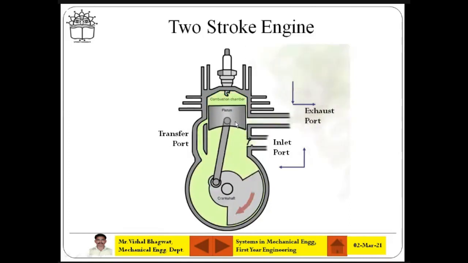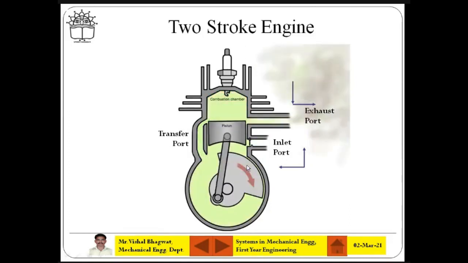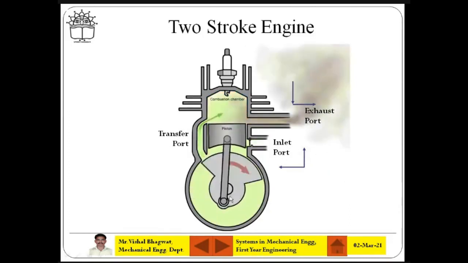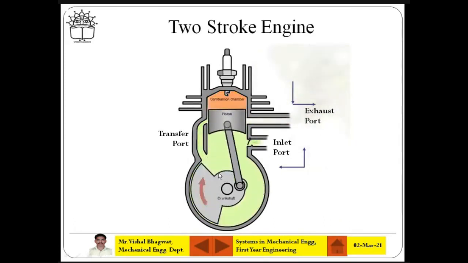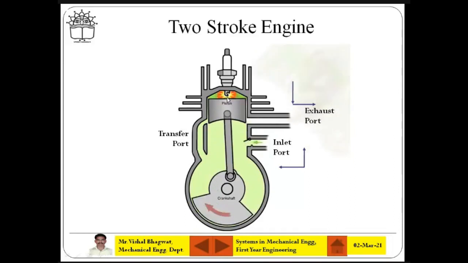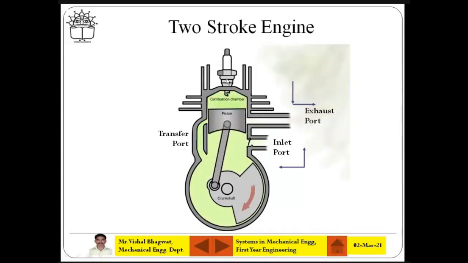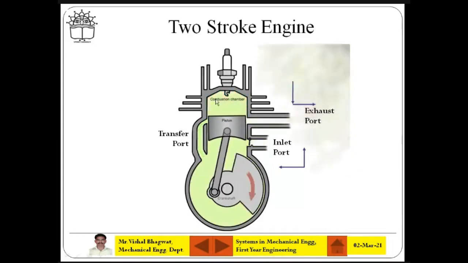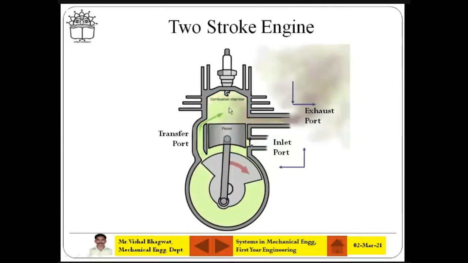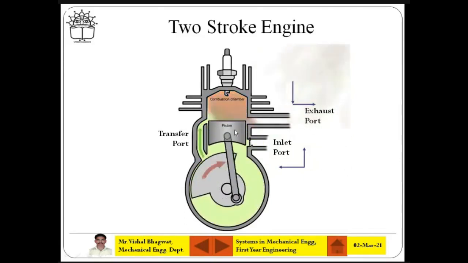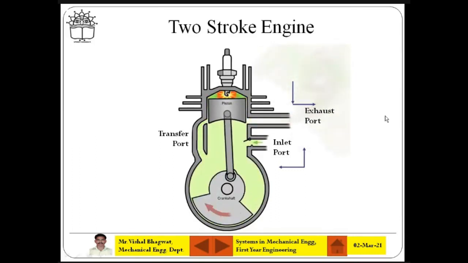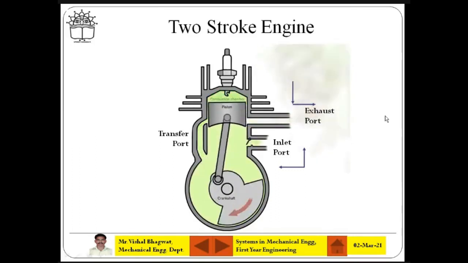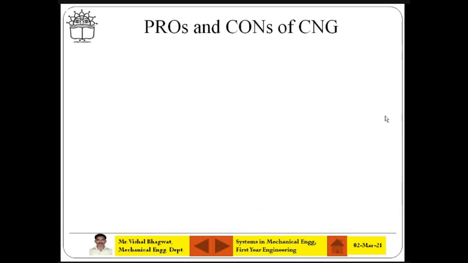Understood? Are you with me? So two strokes at the same time. When the piston is going from BDC to TDC, at that time there is suction in the crankcase and compression in the combustion chamber. When the piston is moving TDC to BDC, there is a power stroke in the combustion chamber, and then through the exhaust port there is the exhaust stroke. Okay, so this is about the two-stroke engine.